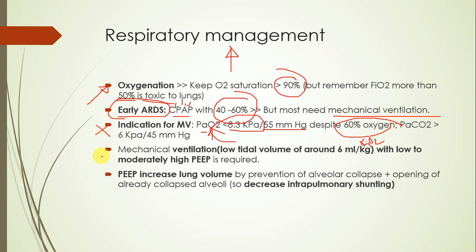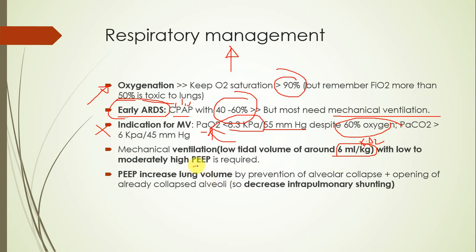What's the difference between mechanical ventilation in other patients versus ARDS? The difference is the tidal volume in ARDS is lower. It's around 6 ml per kg. But in patients who have other diseases, we might even give someone 10 ml per kg, even in some cases 15 ml per kg. But in this specific disease, we have to give a low tidal volume, which is around 6 ml per kg. And we add PEEP with it.